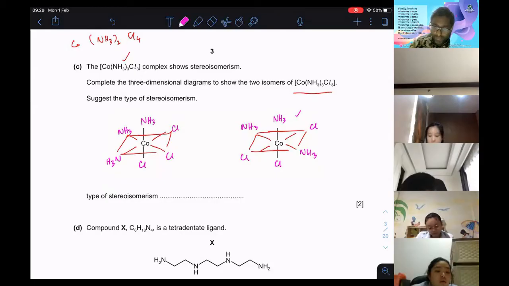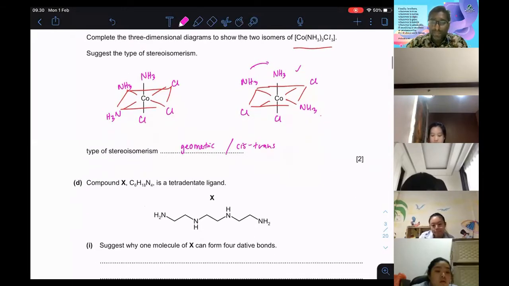If you look over here, there are two ammonia here, and then one ammonia across. Two chlorine, another one across. So this one is going to be more towards cis and trans. They didn't ask, it's a bit complicated. So the type of isomerism is going to be geometric isomerism, or you can say cis or trans. So this is how you draw.